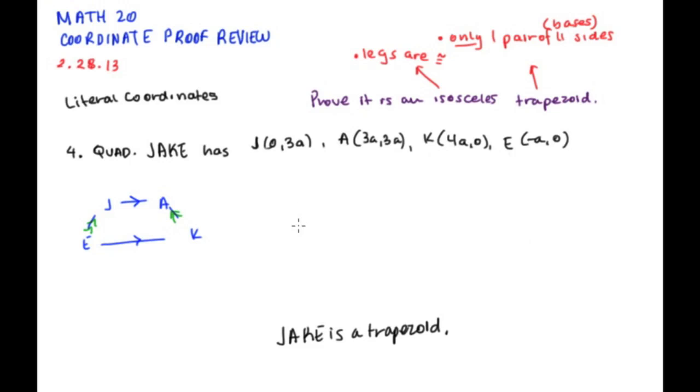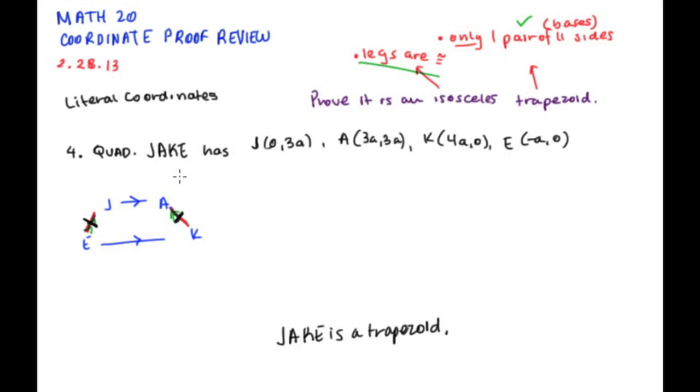So now that we know that it's a trapezoid, and because we've checked off this portion, we need to prove this portion, the legs are congruent. So we need to find the length of JE and AK right here. And we need them to be congruent in order to prove that it's an isosceles trapezoid. And what do you use for that?